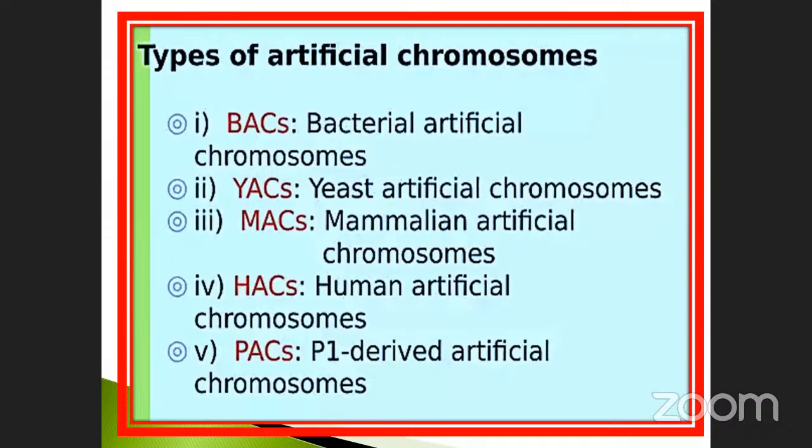BAC, YAC, MAC, already studied. And HACs are also there, human artificial chromosomes. PACs are also there, P1-derived artificial chromosomes. These are the other two. These three only are given in a book: BAC, YAC, and MAC. Bacterial artificial chromosome, yeast artificial chromosome, mammalian artificial chromosome. Okay. HACs, human artificial chromosome. P1-derived artificial chromosome is also given.